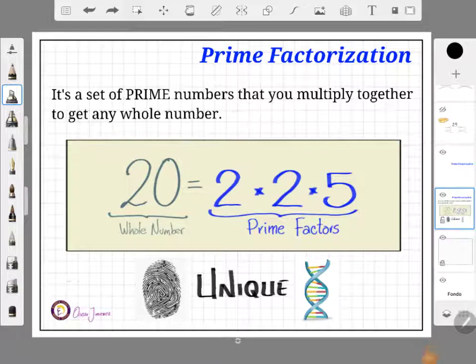Hello everybody, this is Mr. Jimenez, and in this video I'm going to show you how to find the prime factorization of any number. But let me start by telling you that the prime factorization is just a set of prime numbers that you multiply together to get any whole number.